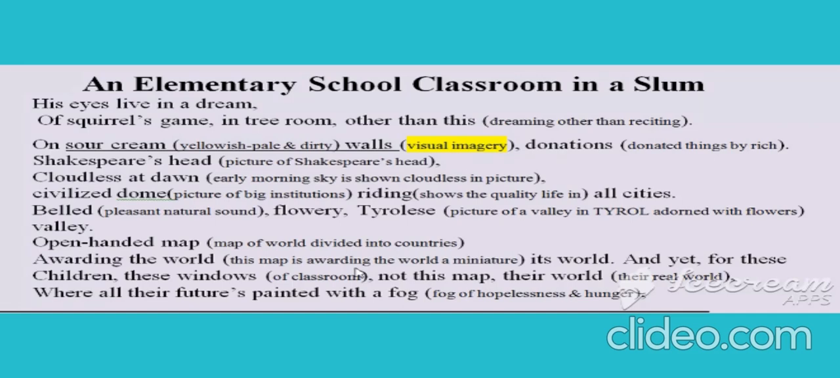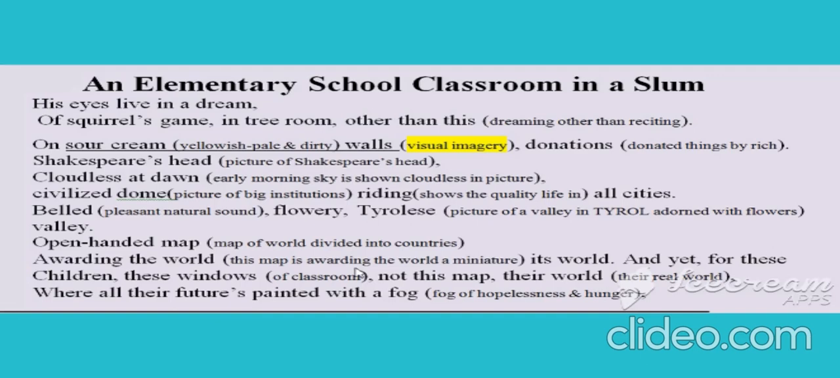It's showing a beautiful, flowery and pleasant picture. And then there is a picture of the open-handed map. So open-handed map here refers to the map which is divided into countries, like we have a political map, and this world map is like a mini form of our world. And yet for these children, these windows, not this map. For the children studying in that classroom, that map was not their map, but that window was like their map, because through that window only they were able to see outside the slum area, the real world.